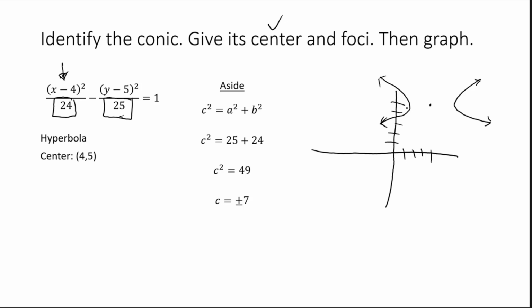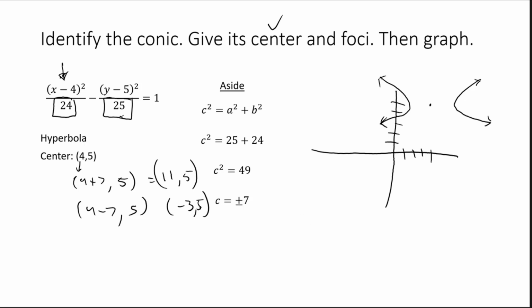So what that means is that the major axis is going to be horizontal. So it's opening horizontally. So the foci need to be shifted horizontally as well, meaning we must add the c value here to x for the center. So if you do 4 plus 7, that gives you one foci, or one focus. And then we do 4 minus 7, that gives you the other focus. So what that gives us is 2 points of 11, 5, and then -3, 5. So that's your two foci.